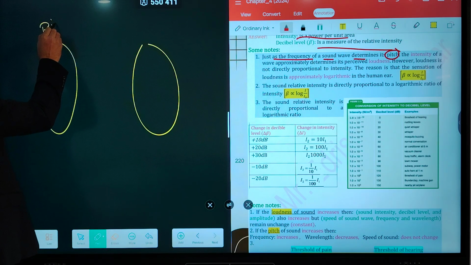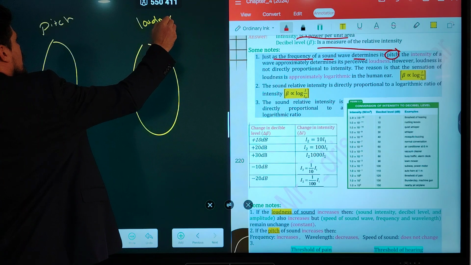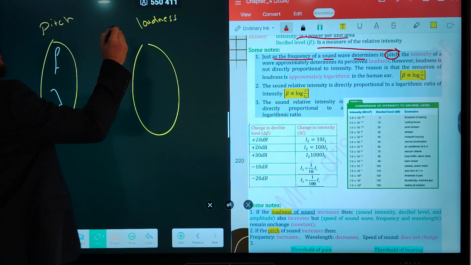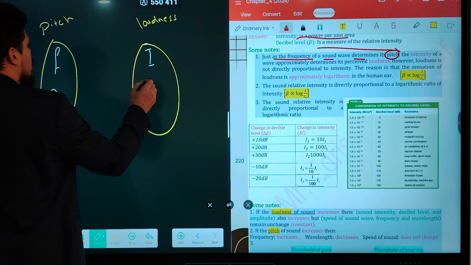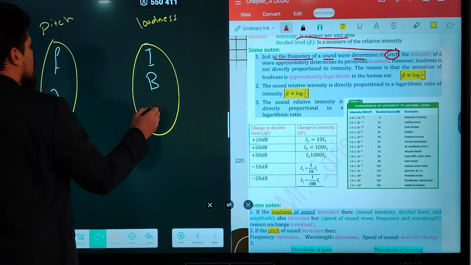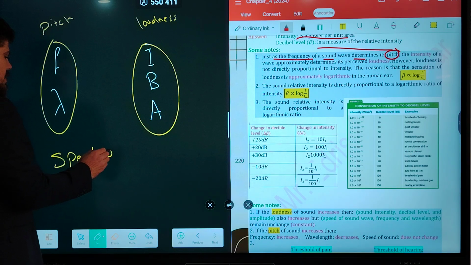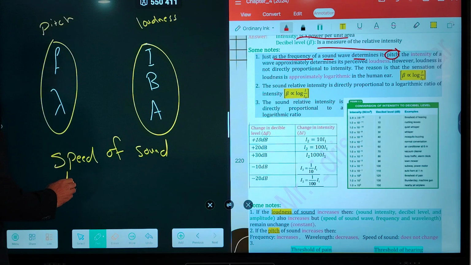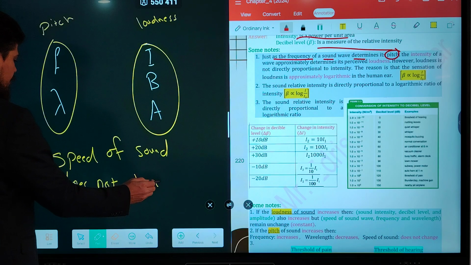By changing pitch, frequency and wavelength change. But by changing loudness, intensity changes, decibel level changes, and amplitude also changes. In both cases, the speed of sound does not change.